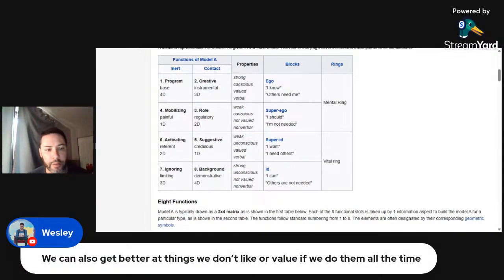We can also get better at things we don't like or value if we do them all the time. Yeah, and this is just going to bring me into, I guess let's call it phase 2 of this conversation. Oh my goodness, it's picking up. Okay.